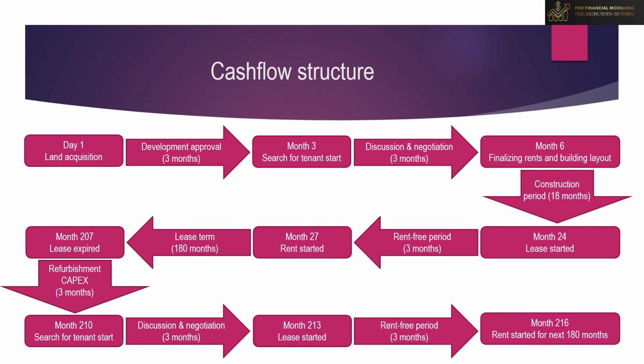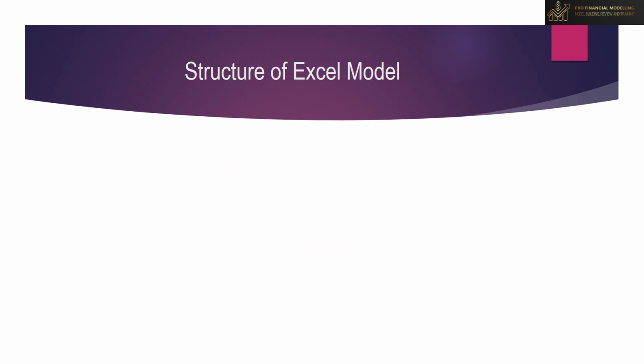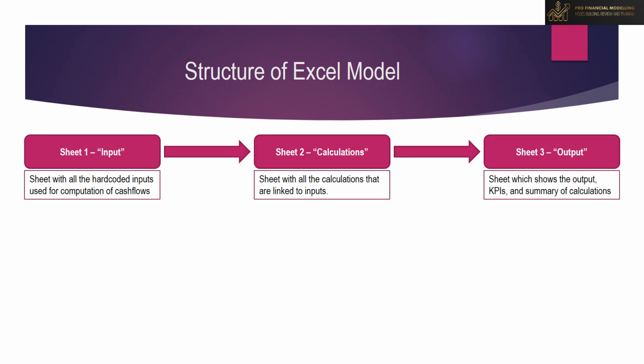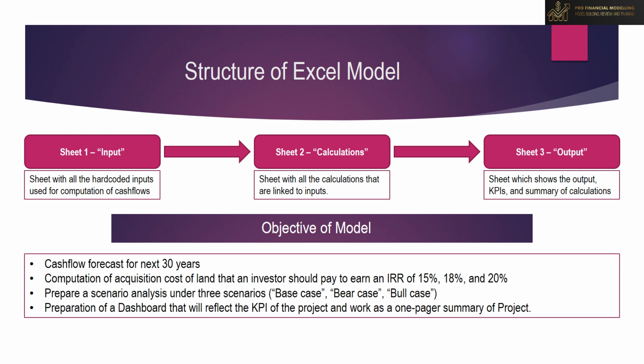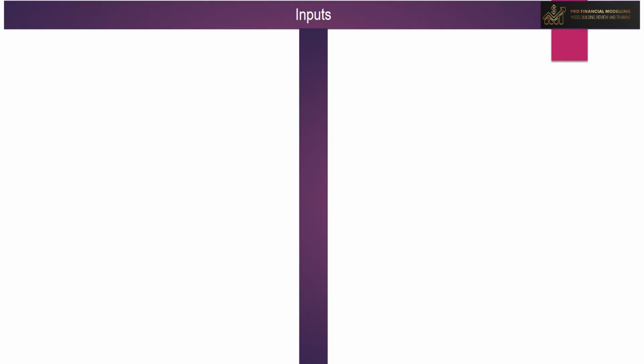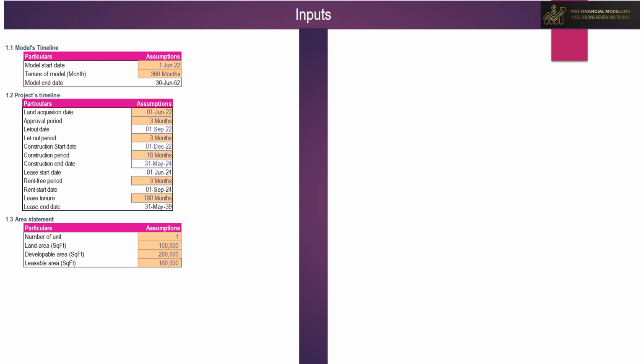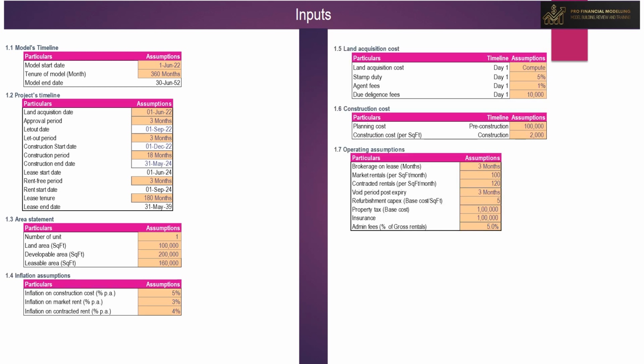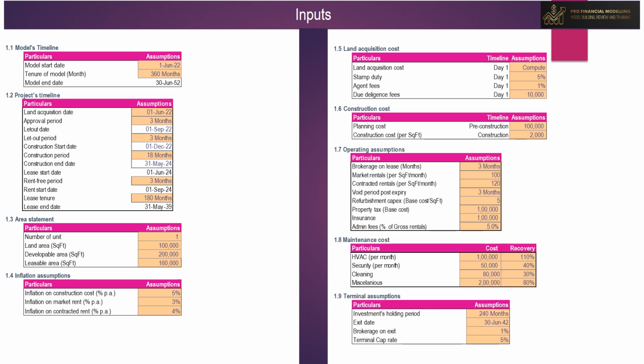We are required to create a financial model, and the basic flow of the model will be as per the flow chart mentioned in this slide. However, there can be additional sheets as per the requirement. The objective of the model is to generate a cash flow forecast for the next 30 years and computation of land value at a given IRR. In terms of inputs, we have the model's timeline, project timeline, area statement, inflation assumptions, land acquisition cost, construction cost, operating assumptions, maintenance cost, and terminal assumptions.